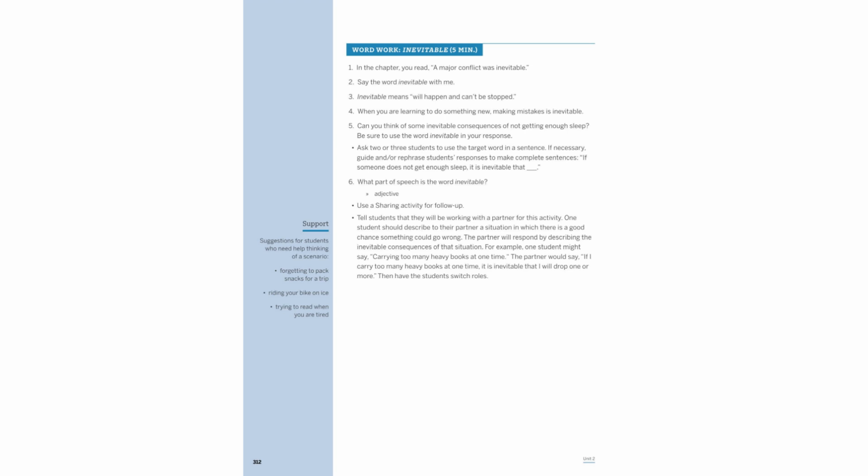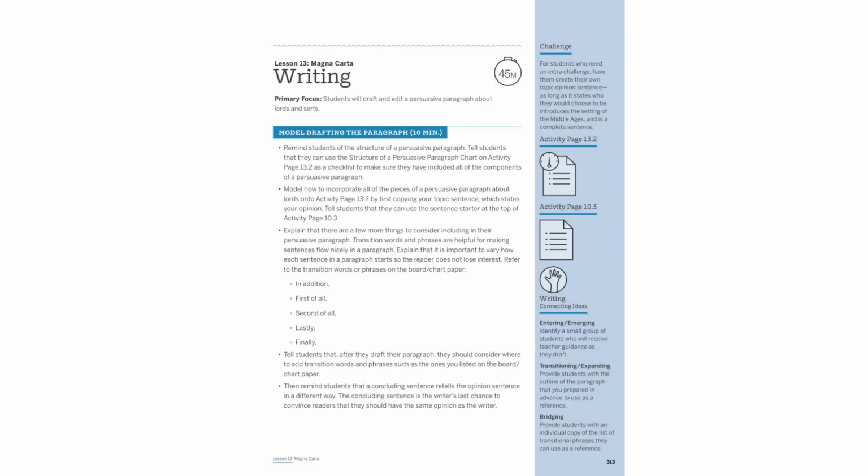Drafting a persuasive paragraph involves structuring your opinion clearly. Start with a strong topic sentence. Then use transition words like first of all or lastly to connect ideas smoothly. Conclude by restating your opinion differently to reinforce your argument. This approach ensures clarity and engagement in your writing.